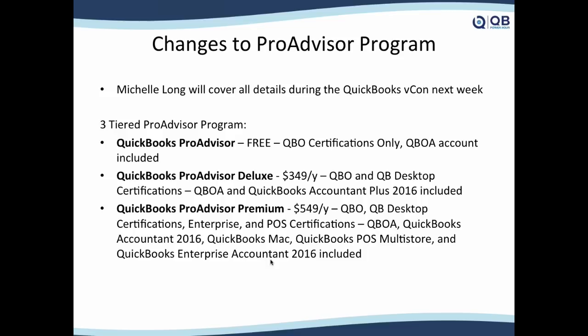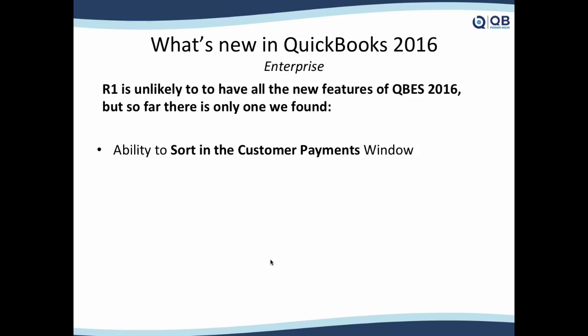So the QuickBooks ProAdvisor has now changed to 3 tiers. There's what they call QuickBooks ProAdvisor by itself, and that's going to be the free QuickBooks Online only. Right? This is what they used to call the Cloud ProAdvisor or whatever it was when it was released a year and a half ago. Then on the paid subscriptions, they're going to have 2 tiers. They're going to have the Deluxe and the Premium.